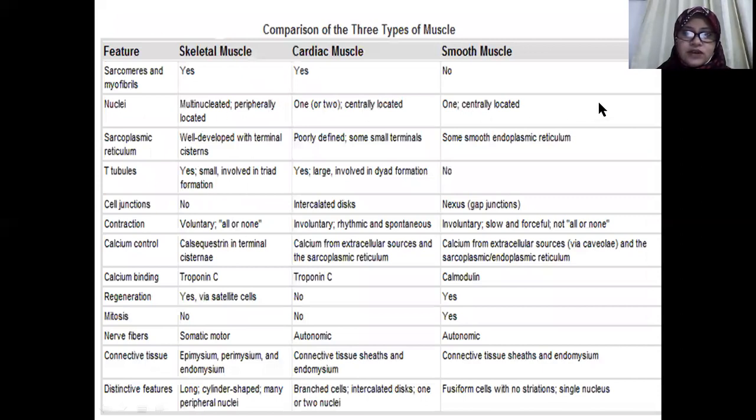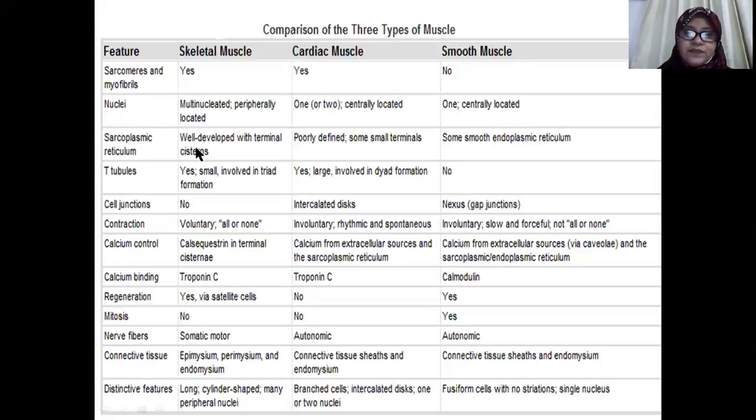This table shows differences between skeletal muscle, cardiac muscle, and smooth muscle. Sarcomeres and myofibrils are present in skeletal muscle and cardiac muscle and absent in smooth muscle. In skeletal muscle, the nuclei are multiple and peripherally located. Cardiac muscle has one or two centrally located nuclei, and smooth muscle has a single centrally located nucleus.